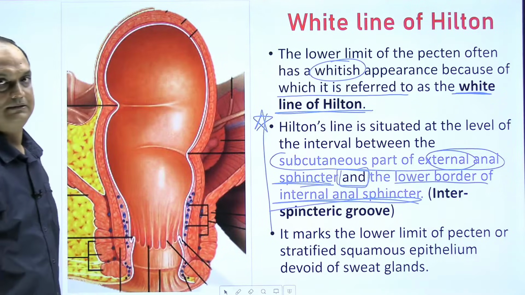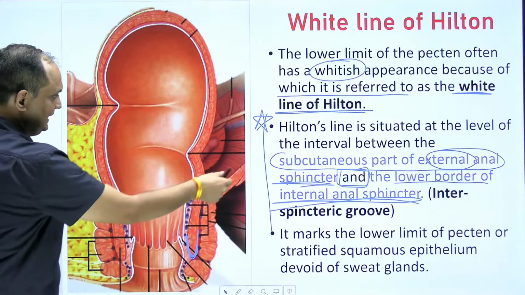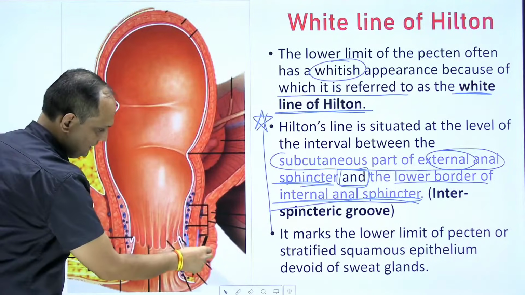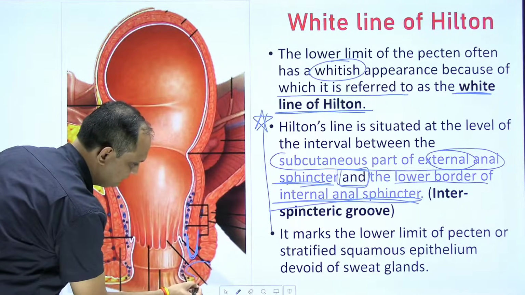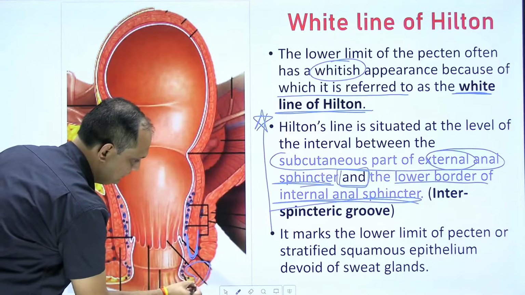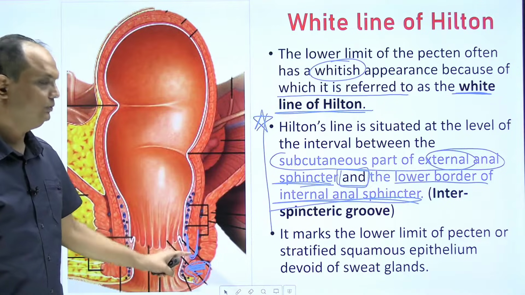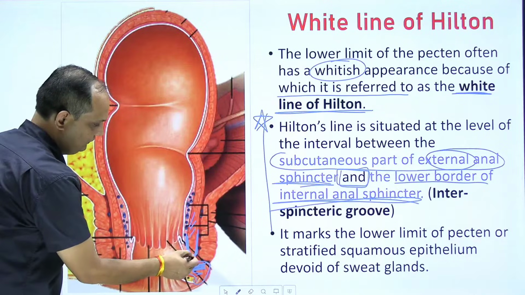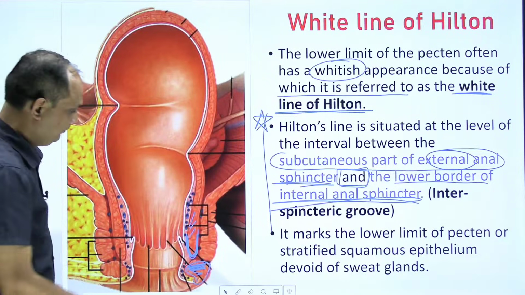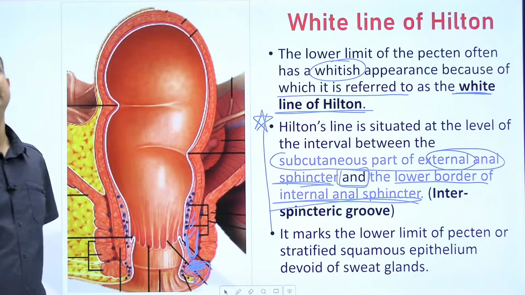Now, here we will see this. This is our internal anal sphincter. So, this is the lower limit of the internal anal sphincter. Clear? Now, this is the external anal sphincter. The lowest part of this external anal sphincter is known as the subcutaneous part, that lies below the perianal skin. So, this is the subcutaneous part. Clear? So, now here you can see there are two sphincters. This is the internal anal sphincter and this is the lower limit of the internal anal sphincter. Now, below the internal anal sphincter, you will have the subcutaneous part of the external anal sphincter.